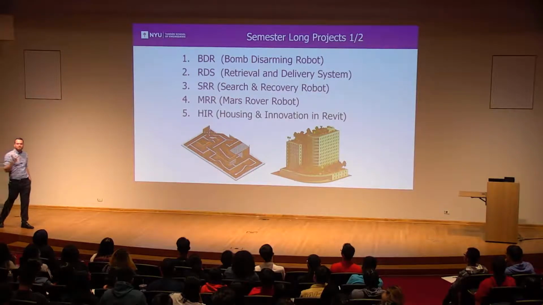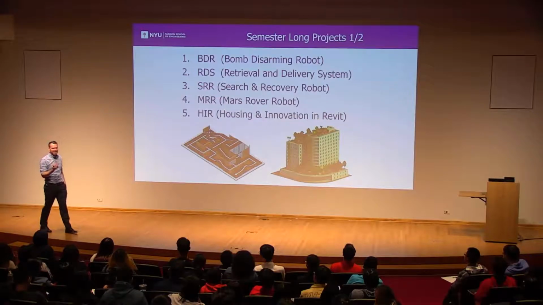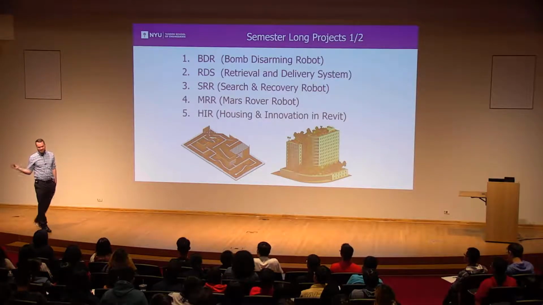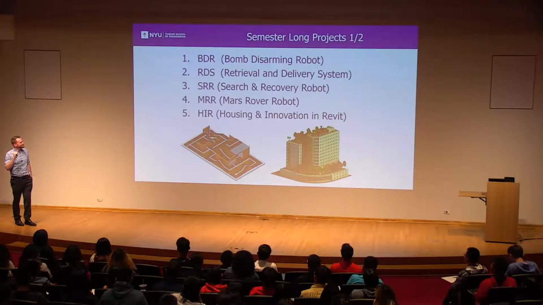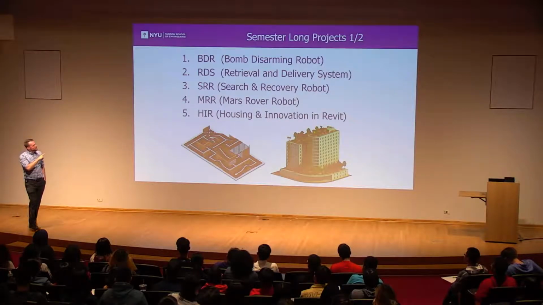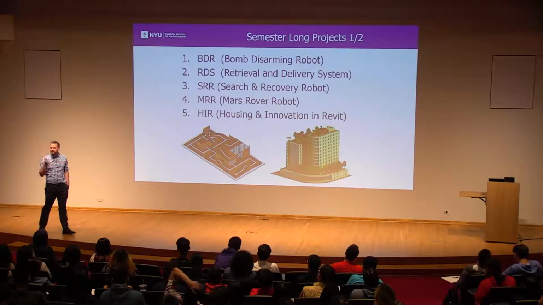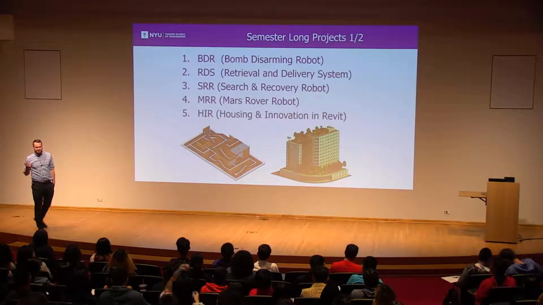retrieval and delivery of fuel cells in the case of a blackout, which hopefully Hurricane Dorian doesn't make its way up to New York and we see another Sandy. Search and recovery in Mars rover are the lunar surface and the Martian surface, to give you a sense.